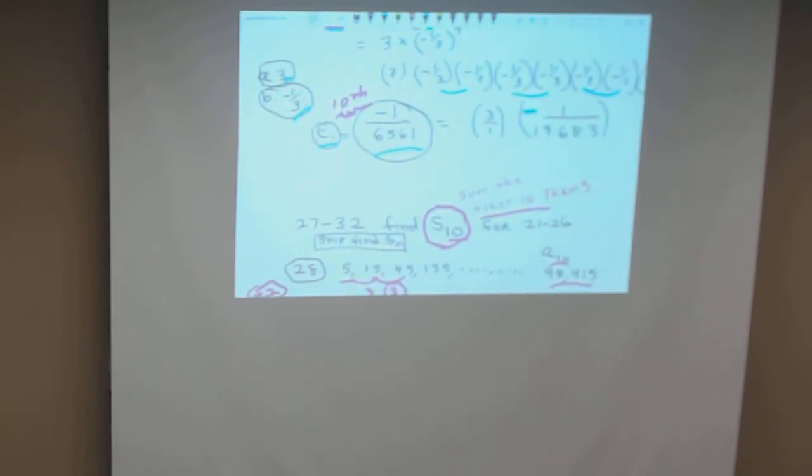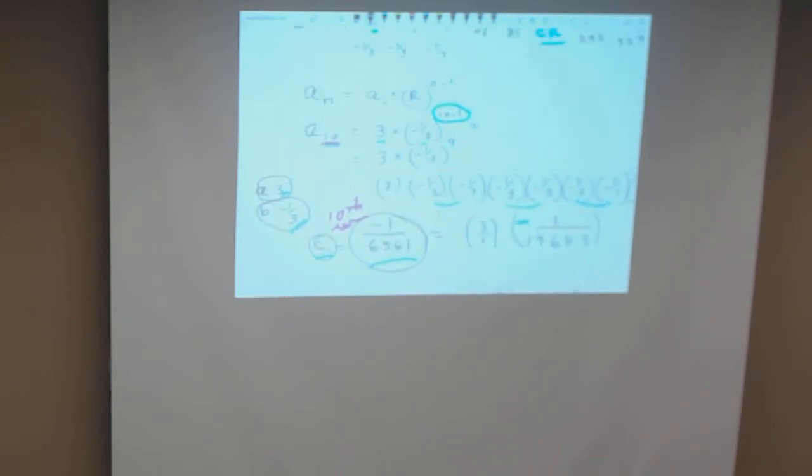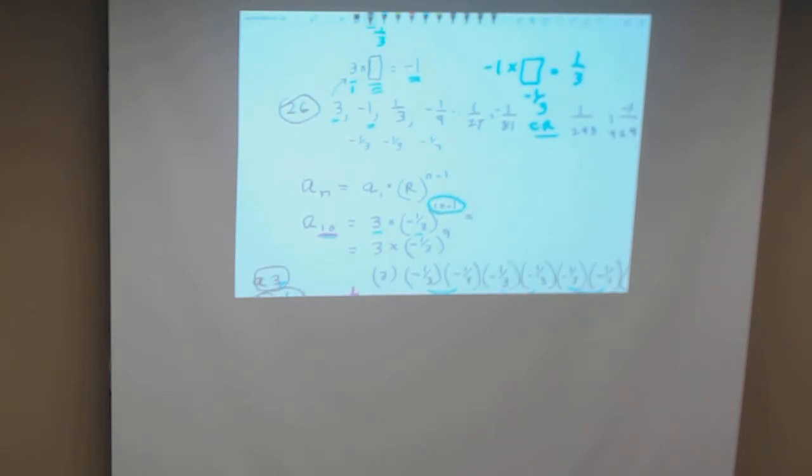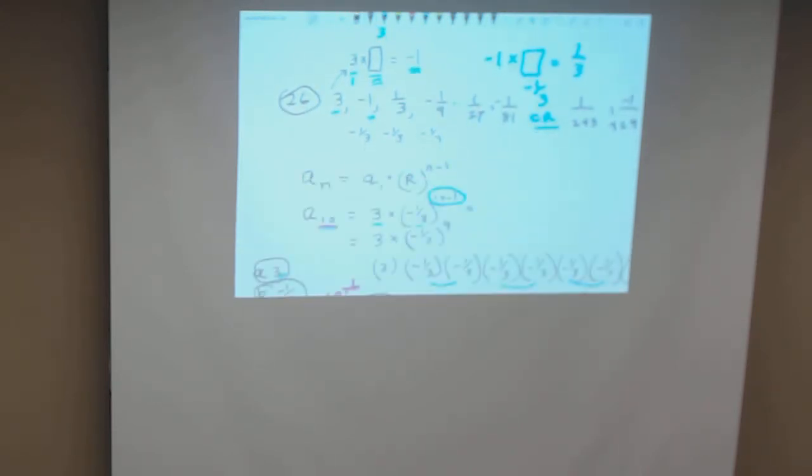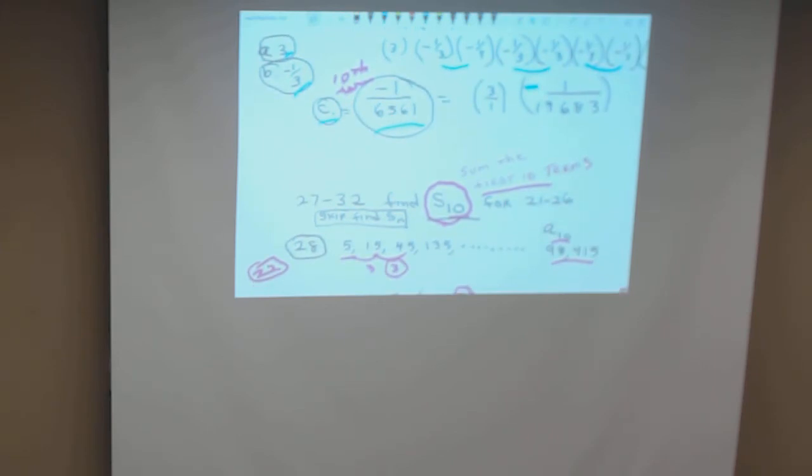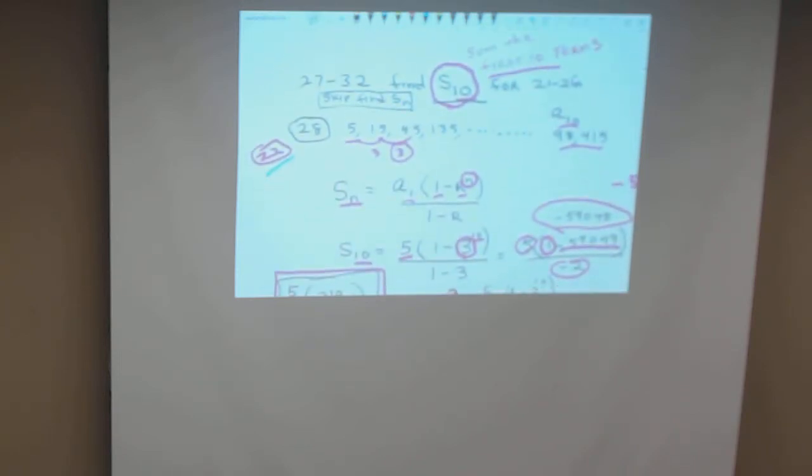Number 27 through 32 says find the sum of the first 10 terms. So for this number we just worked here, let's just move down here and work through them. For 28, which is the same as 22, 5, 15, 45, 135. You just take that big list and add them all up. Or you use the formula.